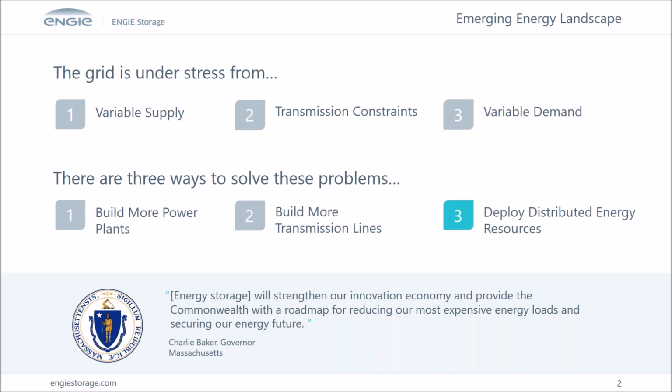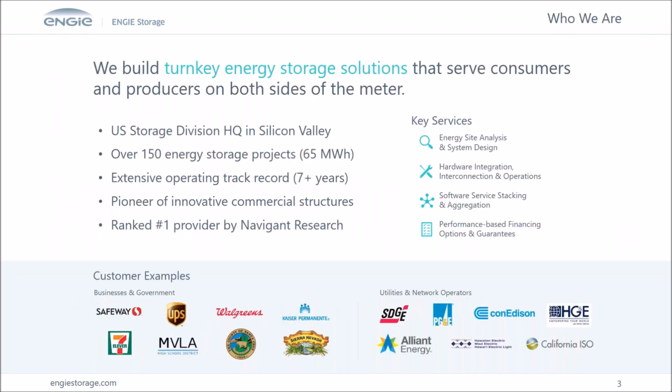So how can you use this really to help your own facility here? But before I get into that, I'll give you a little bit of background about us. NG is one of the largest energy storage companies in the U.S. and globally. NG Storage, which is the division of NG, is headquartered here in Silicon Valley. We've done hundreds of projects across the U.S., and we've been doing this for about 7 years. One of the nice things, too, is Navigant has ranked us the #1 provider last year and the highest the year before. So to give you an idea of some of the customers, we've got a broad set of commercial clients as well as utility and network providers, and we're seeing both of those markets grow.